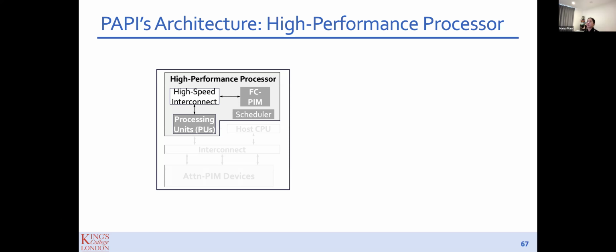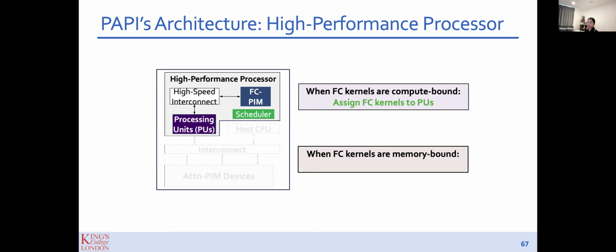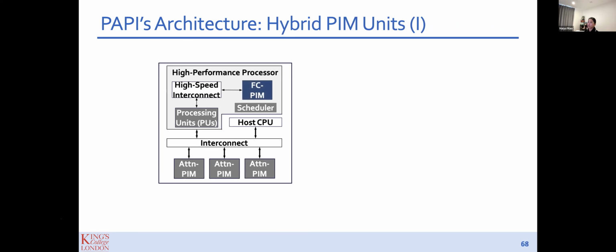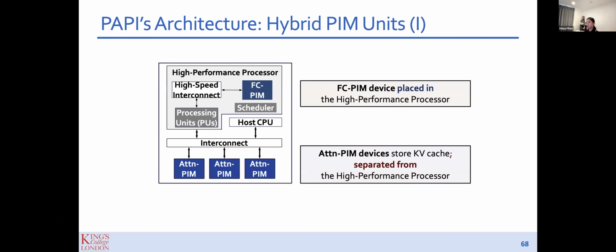Okay, here are more details about each contribution inside PUPY. The first one is the high performance processor. We have the scheduler, the processing units, and FCP. When the FC kernels are compute bound, they are assigned to the PUs. And when the FC kernels are memory bound, the scheduler sends them to the FCP. And we have the hybrid PIM units, which are FCP and attention PIM. FCP is placed in the high performance processor, and the attention PIM stores the KV cache separated from the high performance processor.